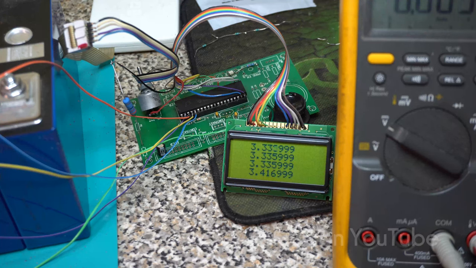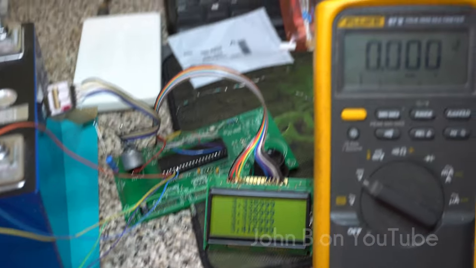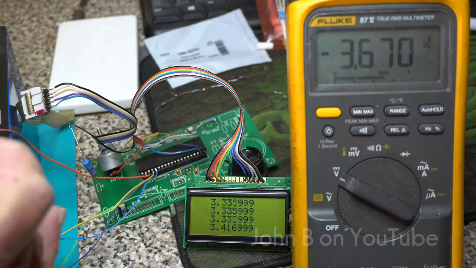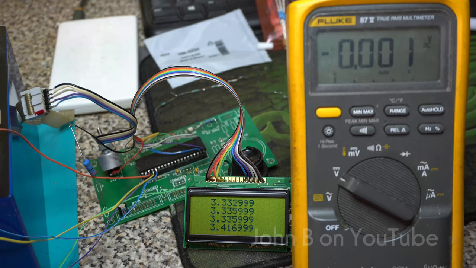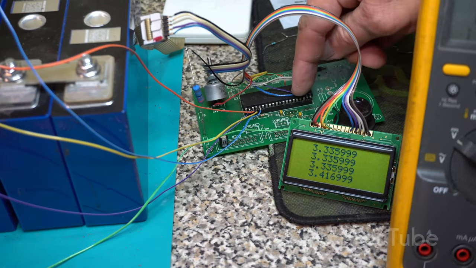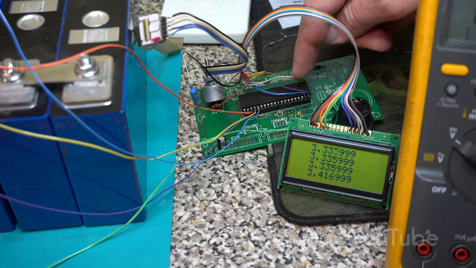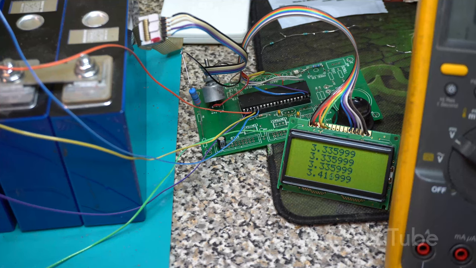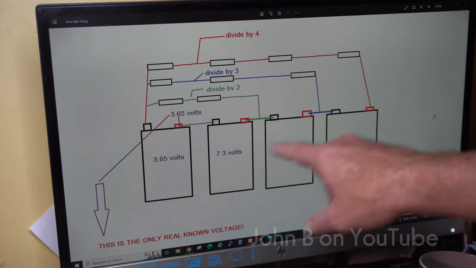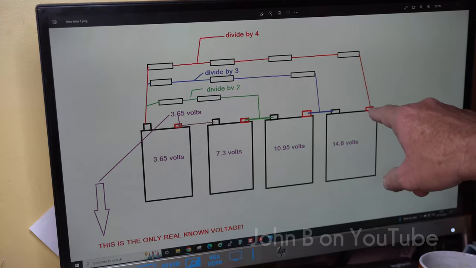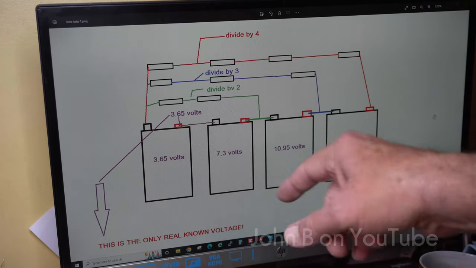Yeah, I measured 3.6, wasn't it? Let me try again. This last cell, 3.67. Yeah, the Windows calculator tells me I should have 3.42. So the analog to digital converter in this PIC microcontroller is accurate enough for my requirements. 10-bit ADC. I'll show you the calculations in a minute. So how is it I'm measuring 3.42 here, not 3.6? And that's the problem. It's taken me many hours to suss out.